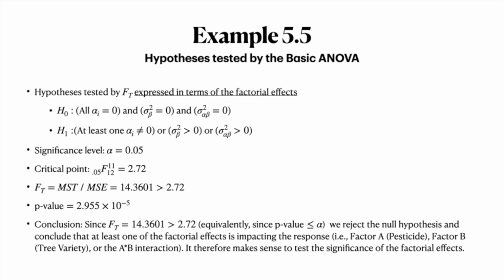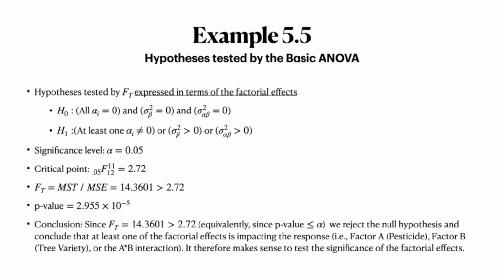The significance level we're going to use is 0.05. The critical point is the upper fifth percentage point of the F distribution with 11 numerator degrees of freedom and 12 denominator degrees of freedom. And from the table, that is equal to 2.72. The test statistic, F sub t, is the ratio of mean square for treatments to the mean squared error. That turns out to be 14.3601. The p-value for the test is 2.955 times 10 to the minus fifth.